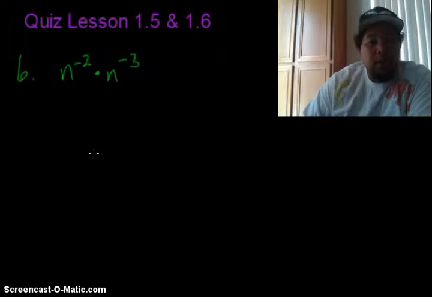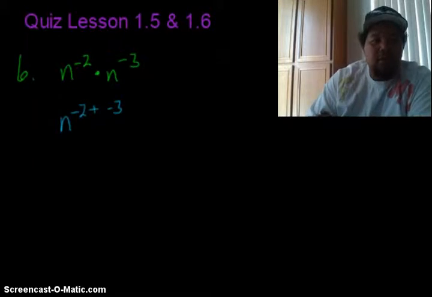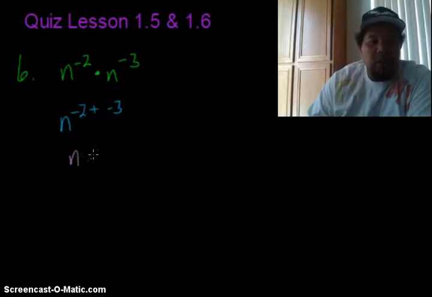Okay, number 6 wants us to express this with positive exponents as well as simplify the expression. There are 2 ways we can do this. The first way, I notice that I have powers being multiplied. Anytime I'm multiplying powers with the same base, I keep the base and add the exponents, thus giving us n to the negative 5.